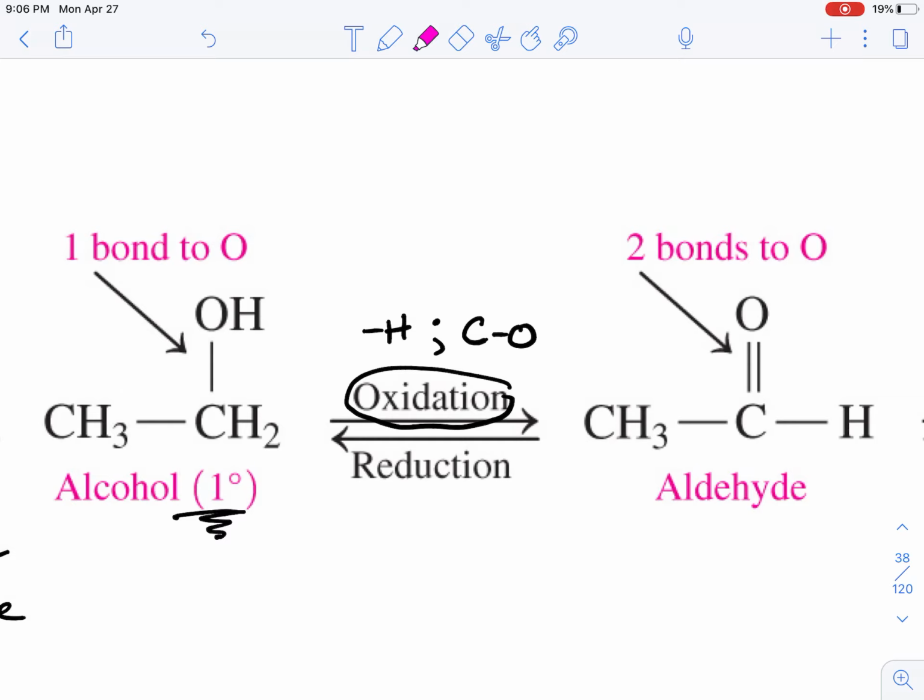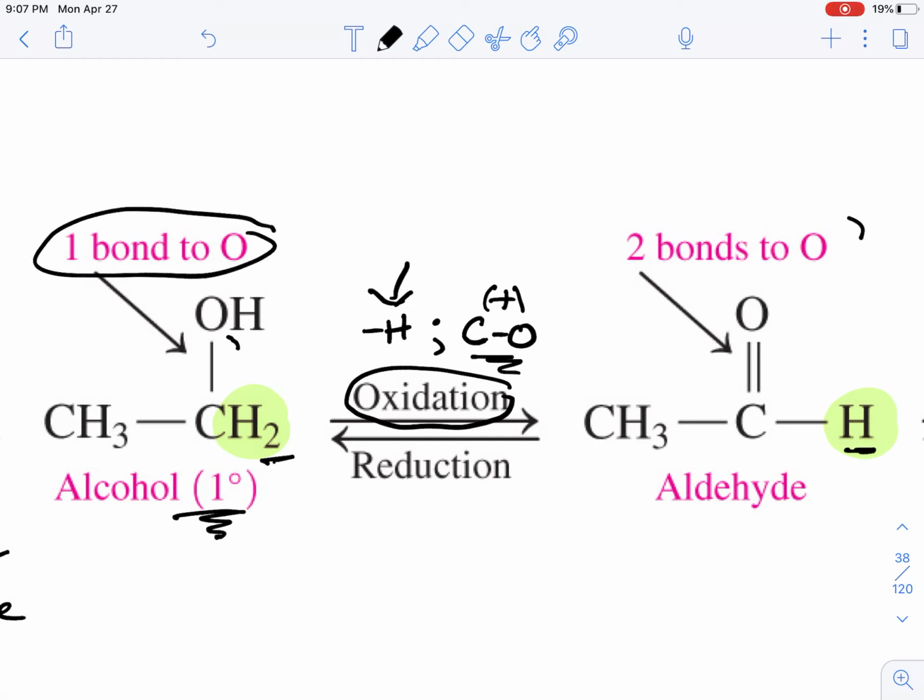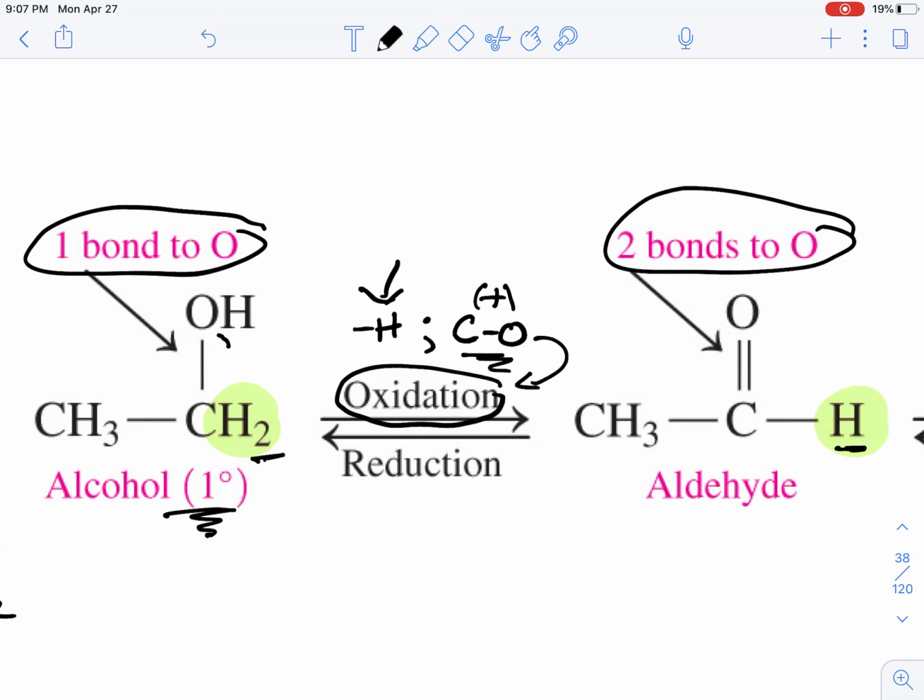Okay. Well, let's look at their hydrogens. I'm going from 2 to 1. So I've lost a hydrogen. And notice that I'm going to gain another bond between carbon and oxygen. So notice that here I have one bond to oxygen, and now I have two bonds to oxygen. So once again, both of these perspectives simultaneously describe this process of oxidation in organic chemistry.